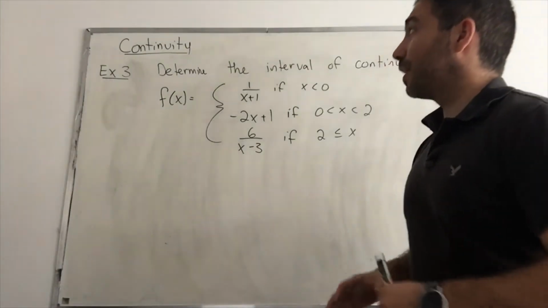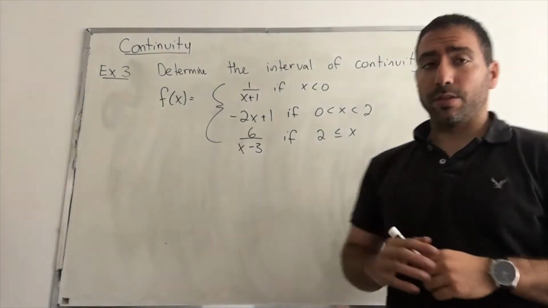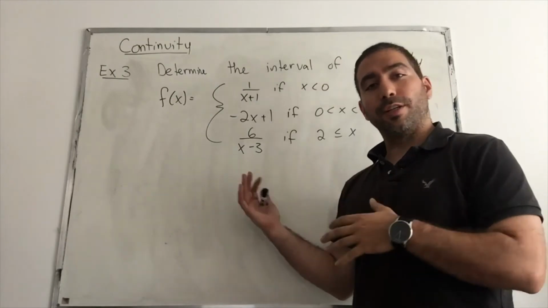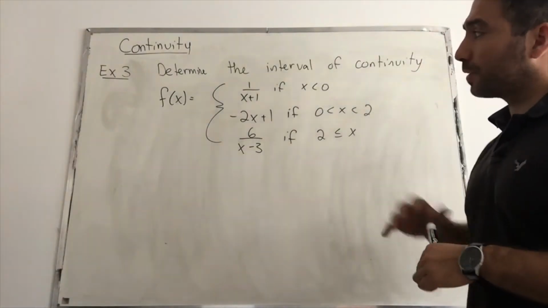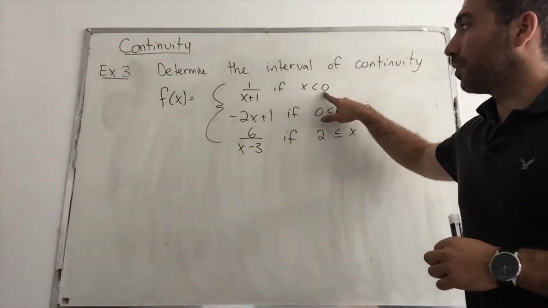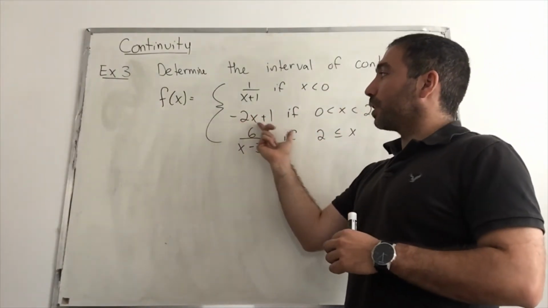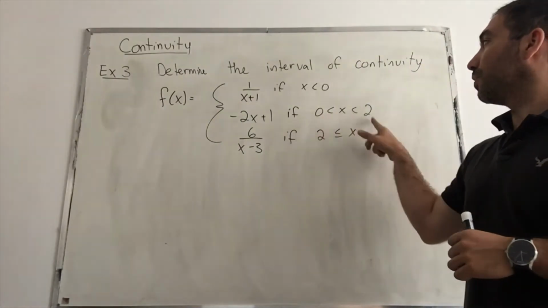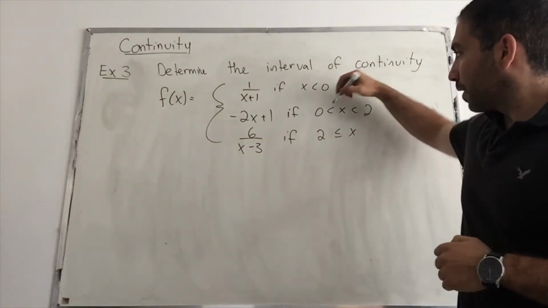Okay, so in this example here, we're asked to determine the interval of continuity. So find the interval for which the function here is continuous. So again, we have a piecewise function. The first function is 1 over x plus 1 if x is smaller than 0. We're going to use the function negative 2x plus 1 if x is between 0 and 2.